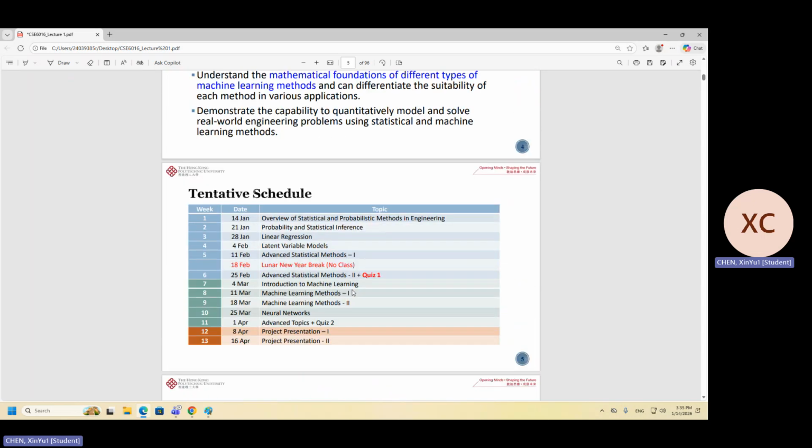Before I start, if I understand correctly, most of you are from CEE, right? Or is there any other major? Could you tell me what your major is? From BRE, okay. AP, okay. AE, okay. And RA, okay. So it's quite broad.